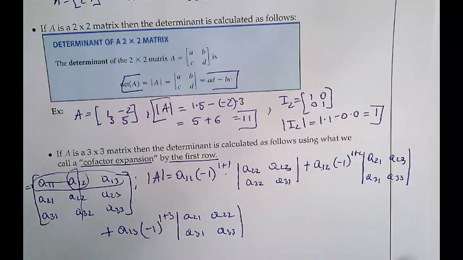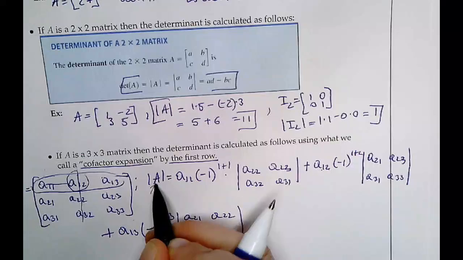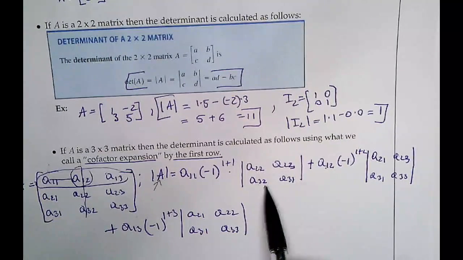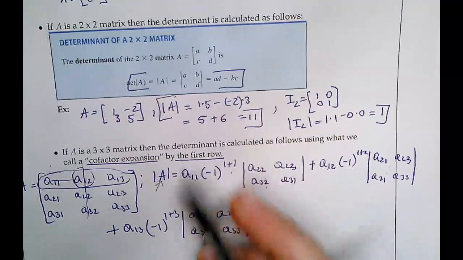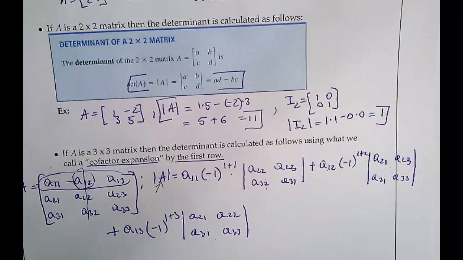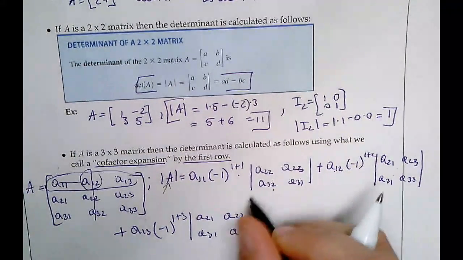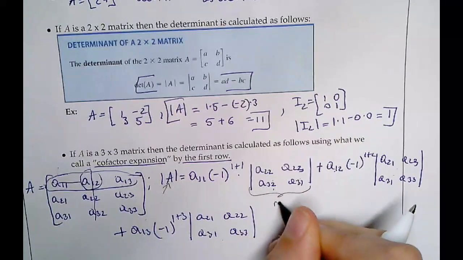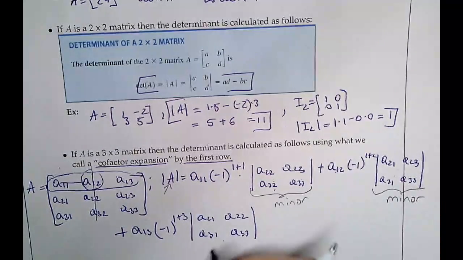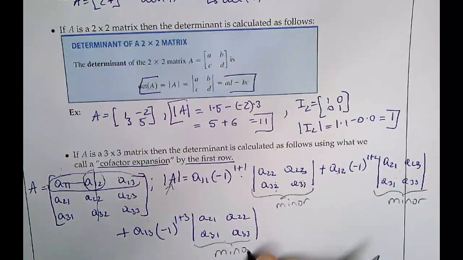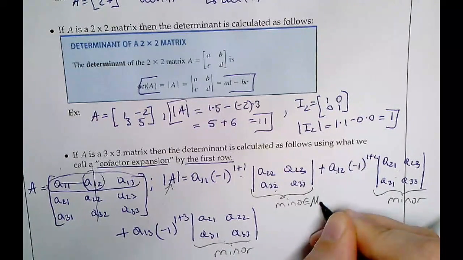All right. So we've reduced our problem of finding a determinant of a 3 by 3 by finding 3 determinants of a 2 by 2, which we have a rule on how to do. So some notation in here. This right here is called a minor. This is called a minor, and this is a minor. And it's actually the A11 minor. So we denote this with M11.